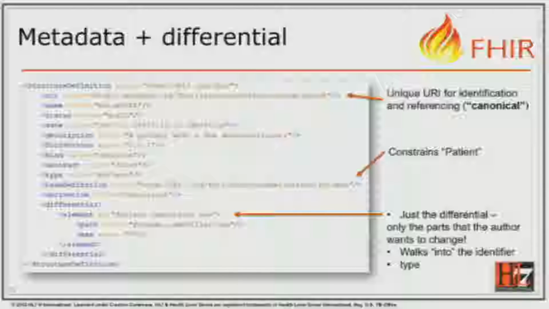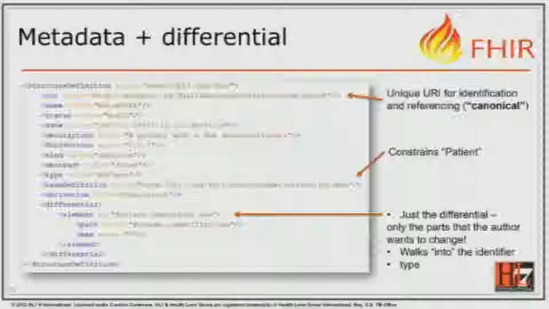With the same thing, I could have said patient.identifier max 0, and then the only valid patient would be a patient without any identifier. But I thought I'd spice it up a little bit, because that's the obvious case, and walk into the identifier type and say something about use inside the identifier type.